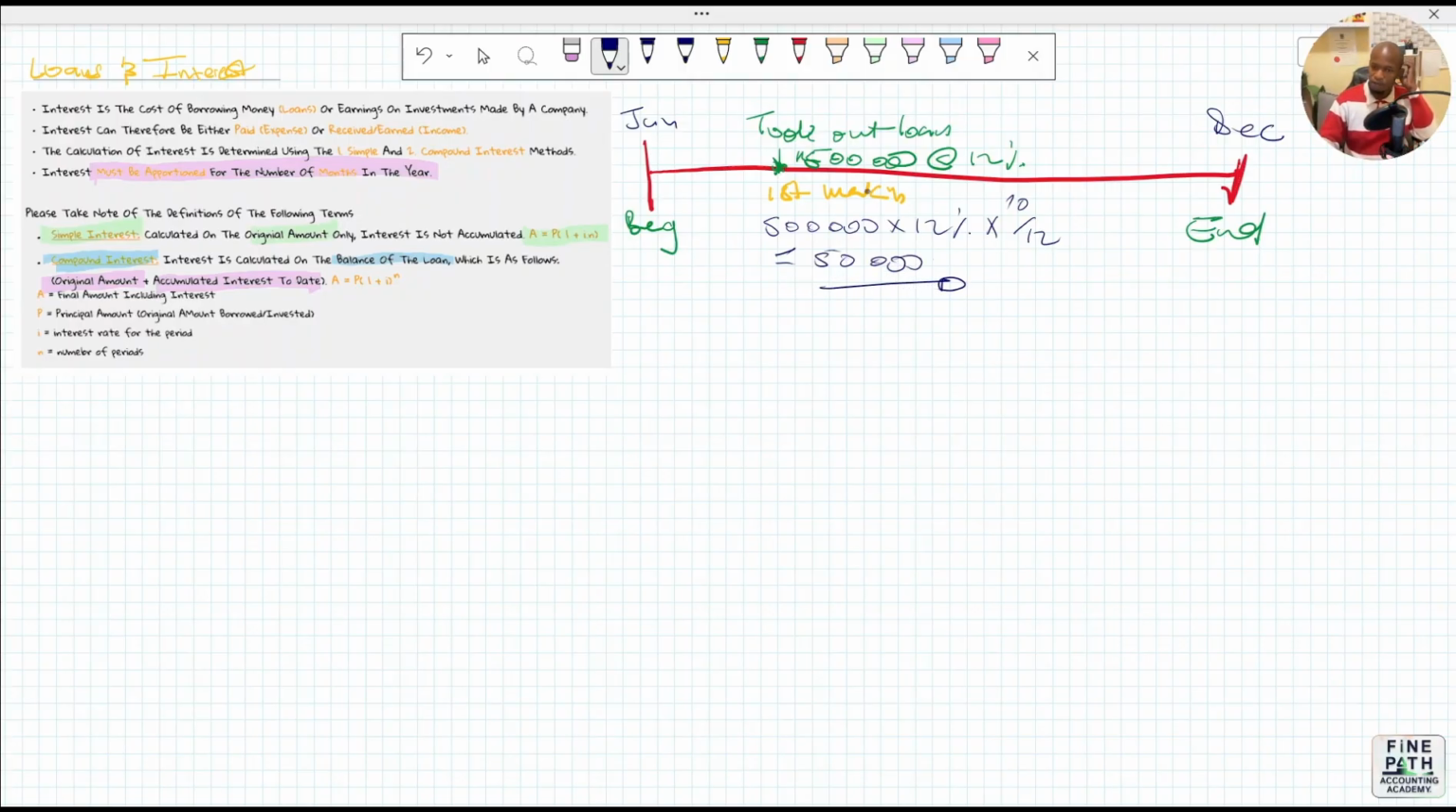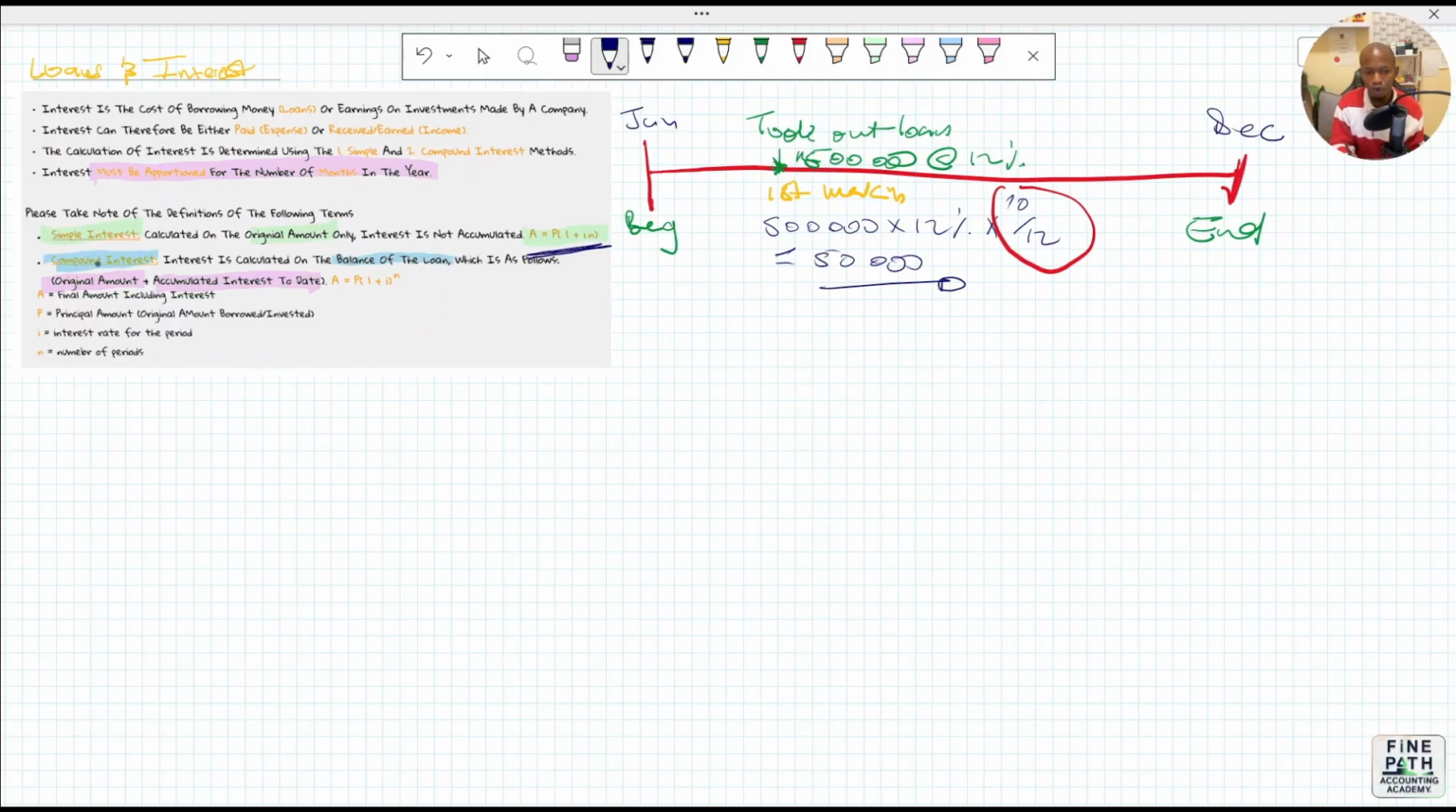So you see, if you do not include this 10 over 12, the interest that you got would have been 60,000, which is incorrect in this situation. So interest is simply straightforward like that. The only thing you always have to remember is: was the interest calculated based on simple interest or compound interest? If we are dealing with simple interest, you have to calculate it on the original amount and use this formula.